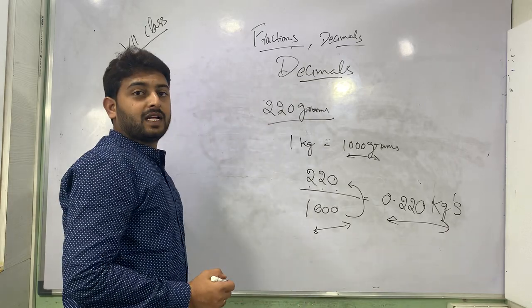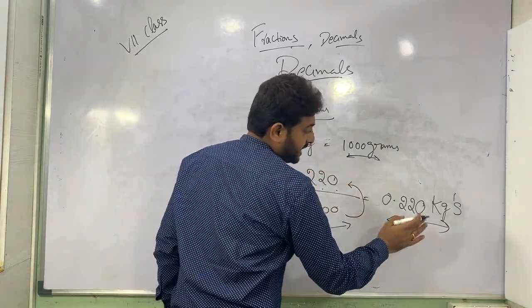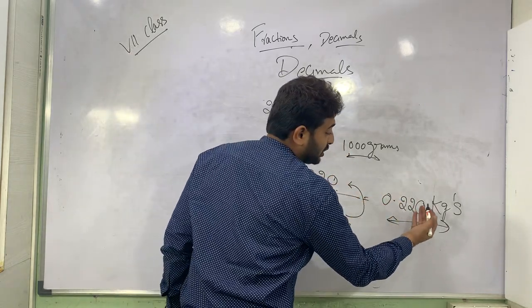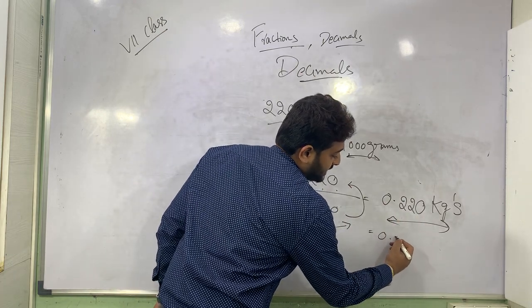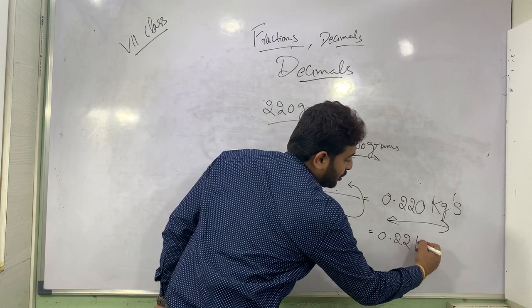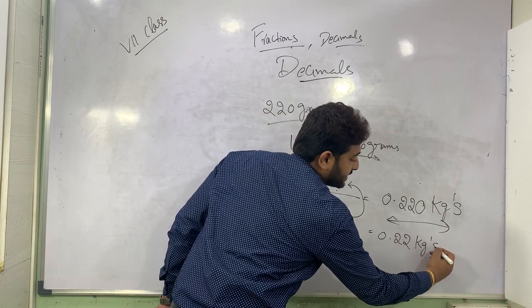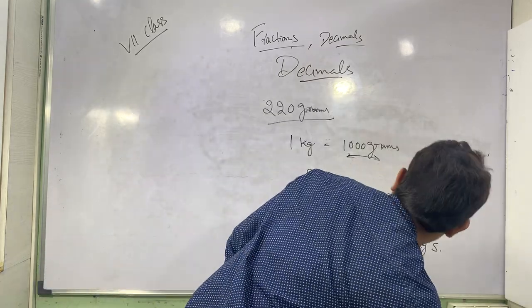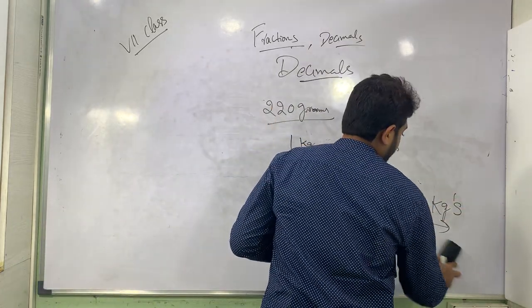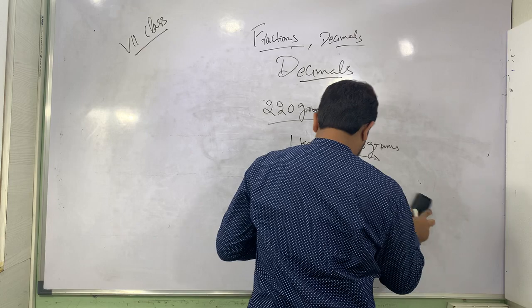Clear? But after the decimal, if there is any zero after a certain number, after 2 digits, you can avoid it. So you can just write it as 0.22 kgs. Simply. Clear? Now, let me take one more example.